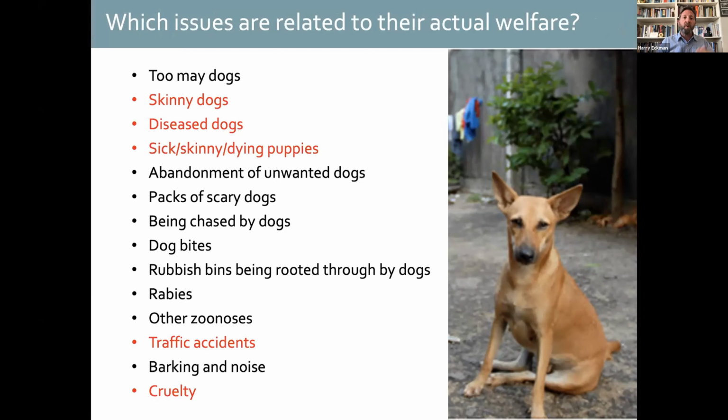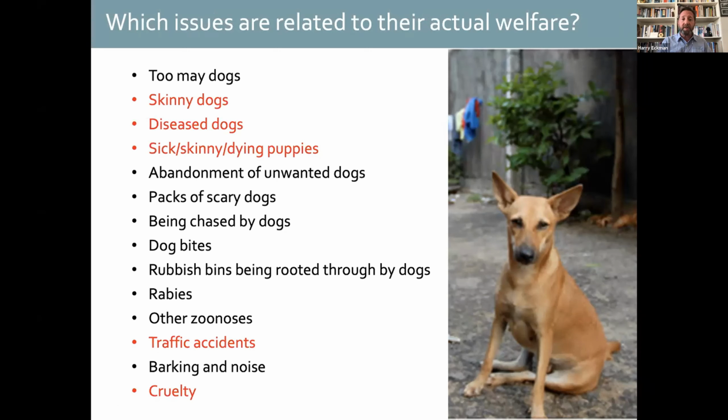And so the ones highlighted in red there are the ones that are really welfare issues for the dog. If a dog is skinny, that's a welfare issue for the dog. If it has a disease, it's a welfare issue. If puppies are dying, a welfare issue. Traffic accidents, a welfare issue. Cruelty is a welfare issue.